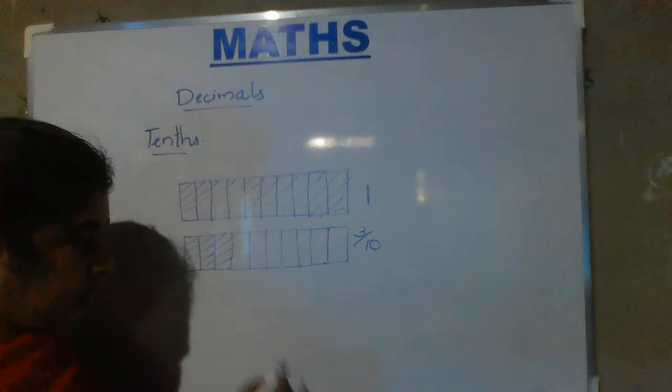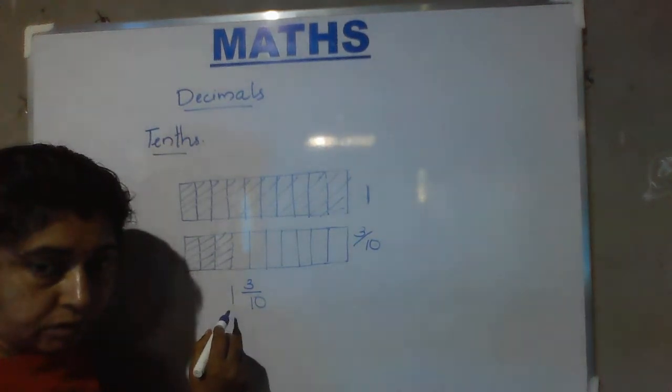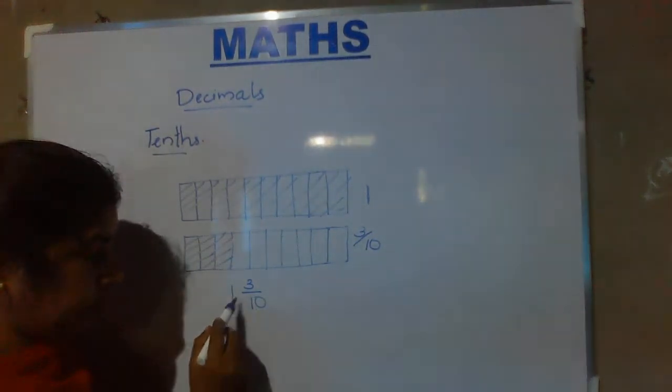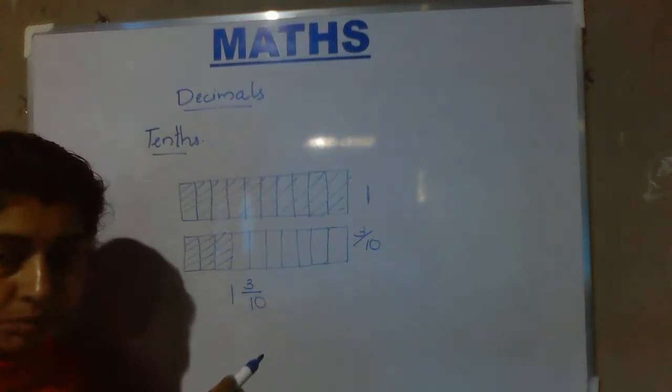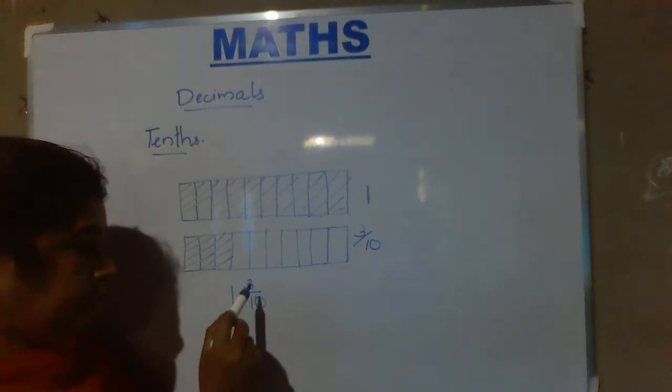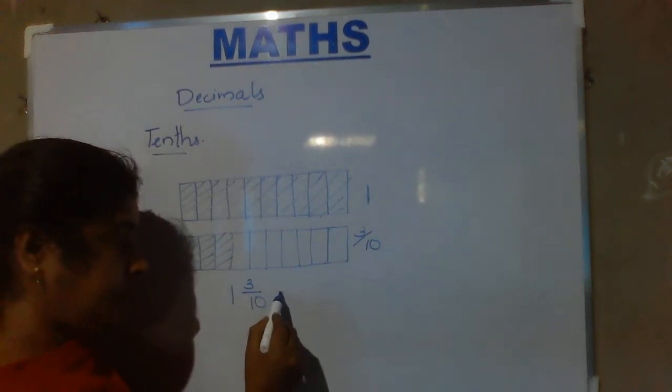So its fraction is represented as 1 and 3/10. Here 1 is a whole number, and we know that this is a mixed number: a whole number and a proper fraction. A combination of a whole number and a proper fraction is a mixed number. Here 1 is the whole number and 3/10 is the proper fraction.